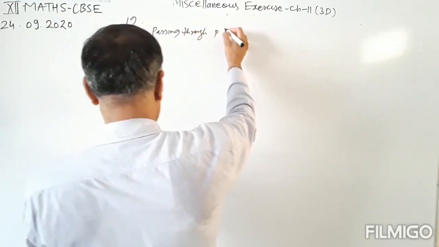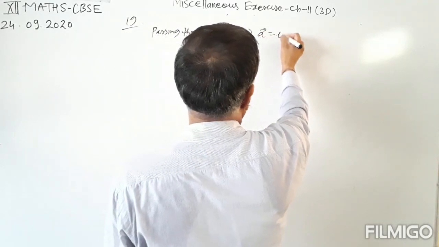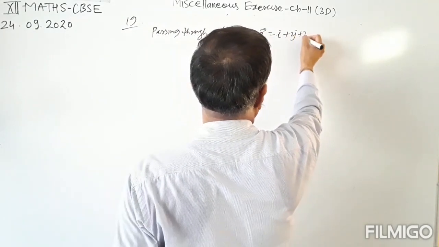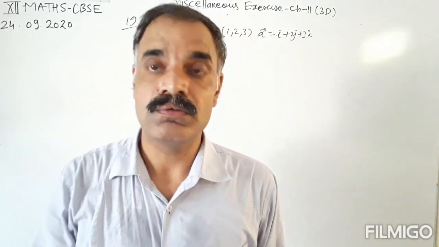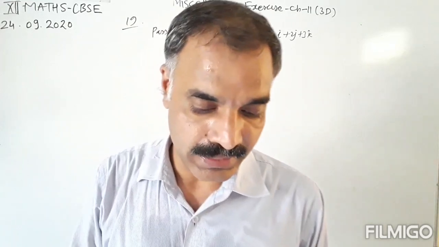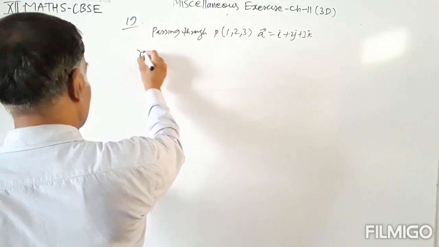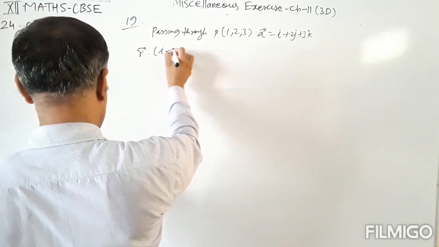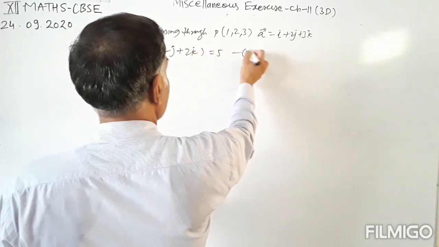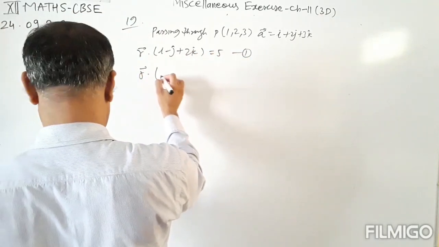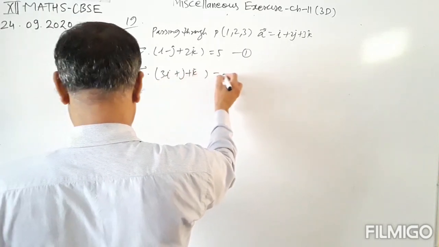P is given as (1, 2, 3). The position vector a equals i cap plus 2j cap plus 3k cap. We have to find the equation of the line passing through this point and parallel to the planes. The planes are r vector dot (i cap minus j cap plus 2k cap) equals 5 and r vector dot (3i cap plus j cap plus k cap) equals 6.